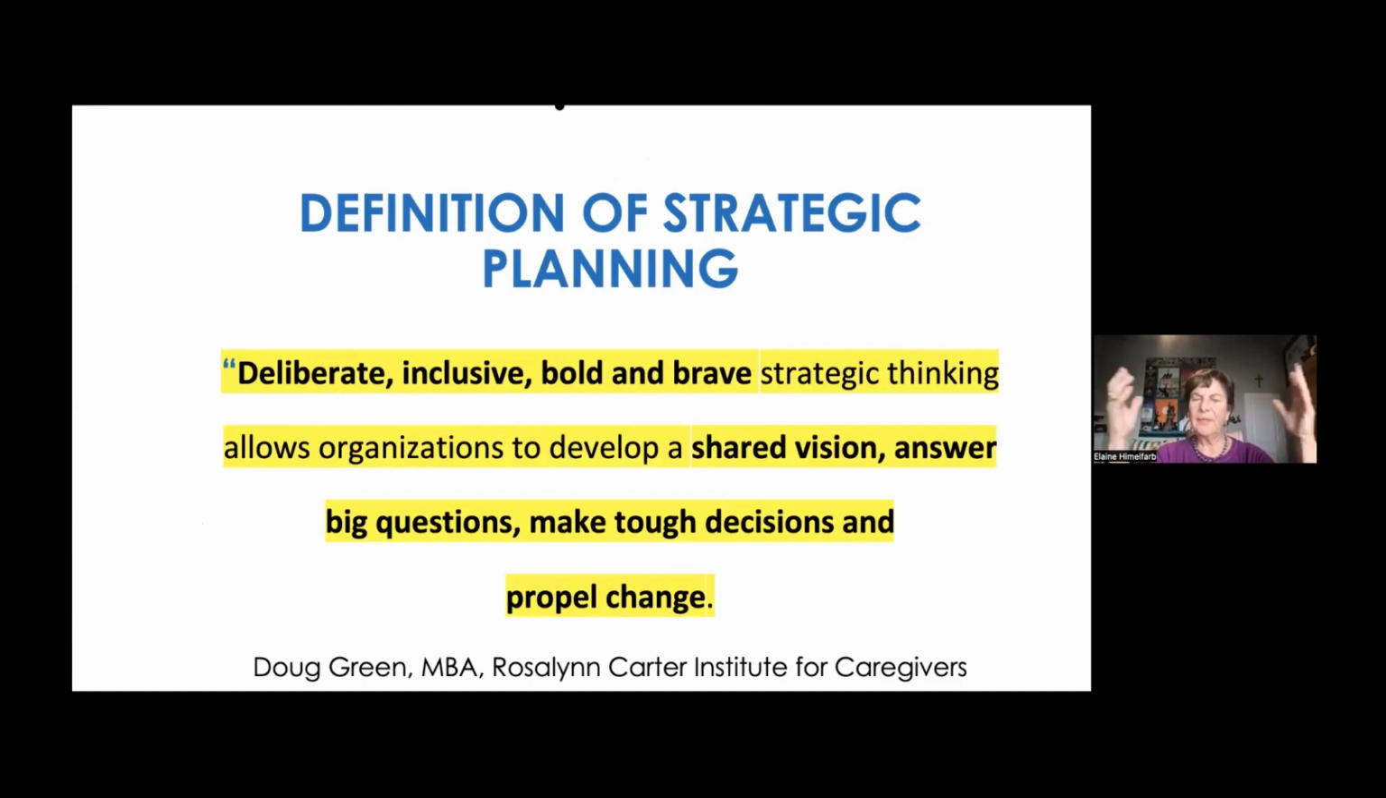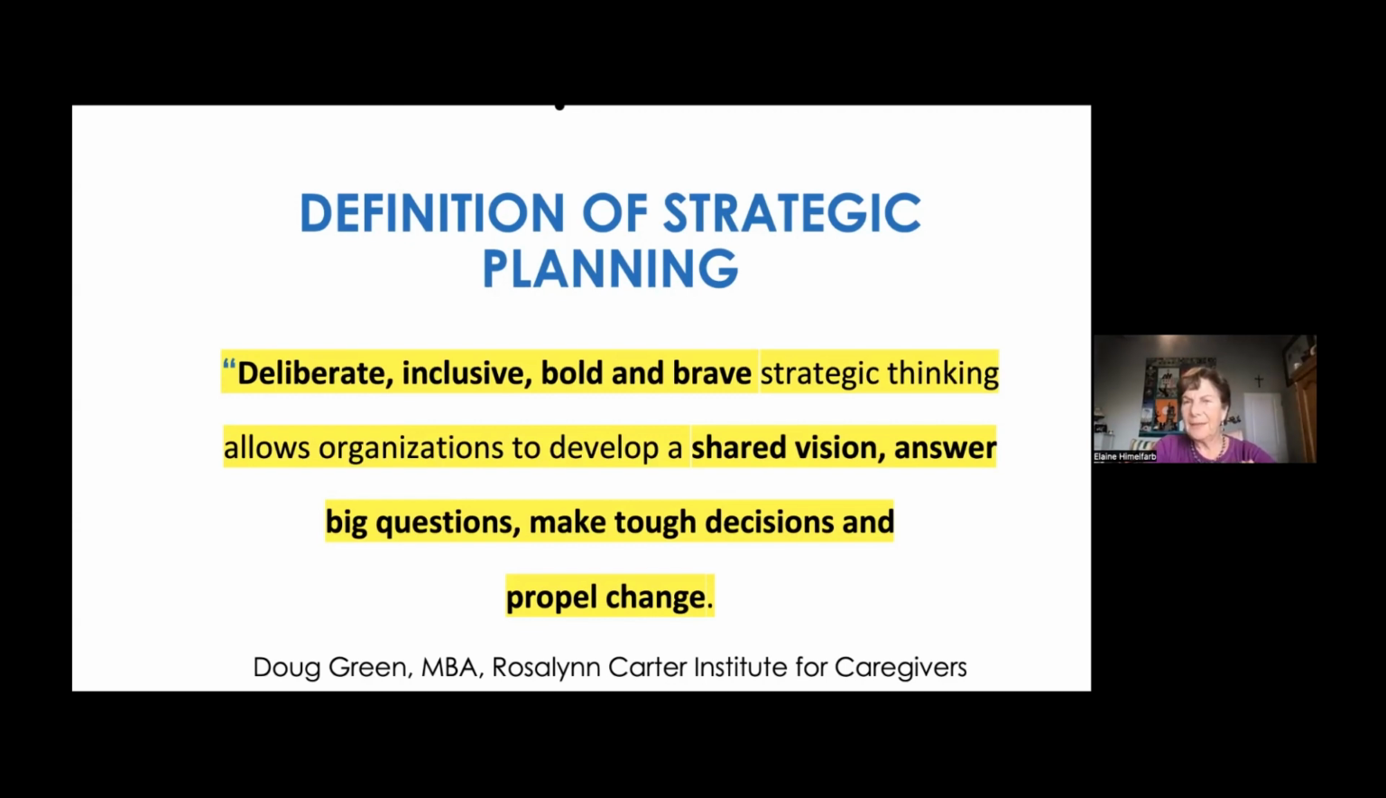All right, so let's start really with a definition of strategic planning, and I'm going to read it out loud because I think it's really important. It's a deliberate, inclusive, which means you're involving as many people as you can, bold, brave strategic thinking about where you want the organization to go. It develops a shared vision. It asks those big questions. It makes you make tough decisions, and it propels change. It's like, where do we want to see our organization in 5 years, in 3 years, in 1 year? And it's like a map. That plan is going to help you get there. But I would invite you in this process to set the stage to dream big and then come up with very quantifiable ways to get there. But the first step is to dream big.